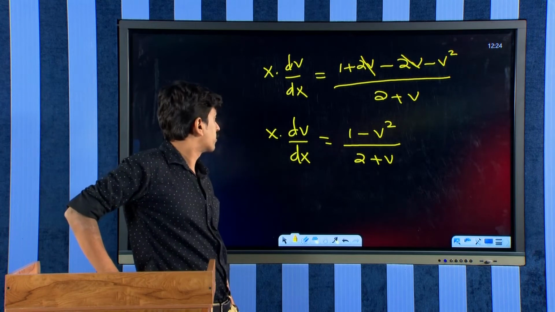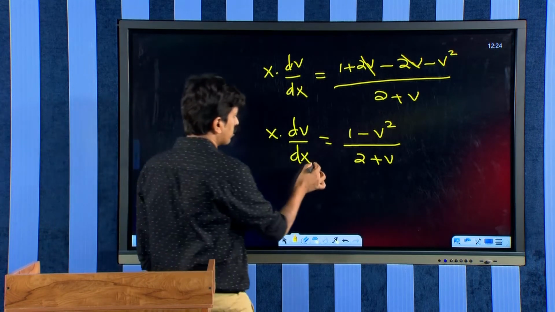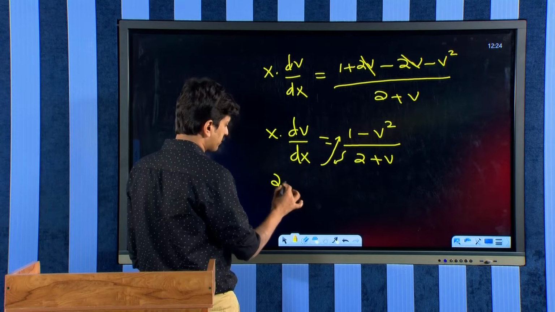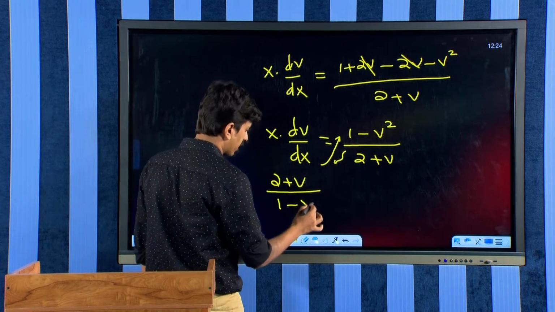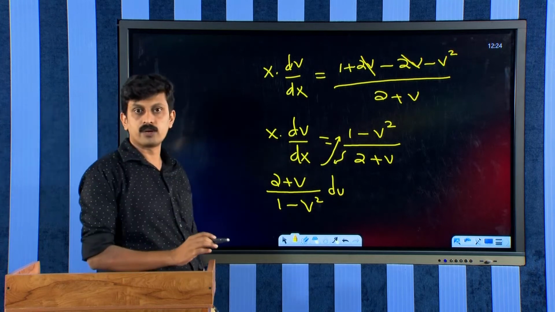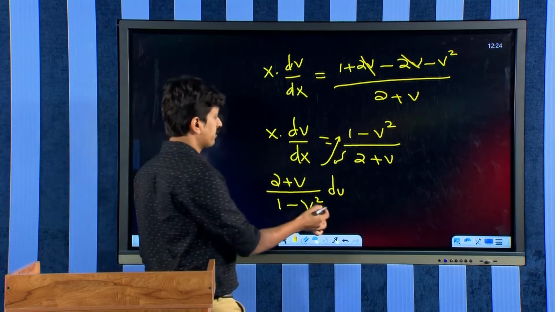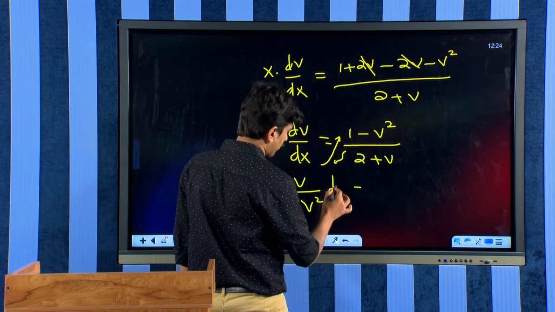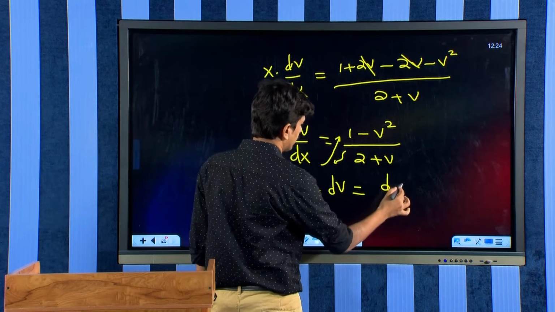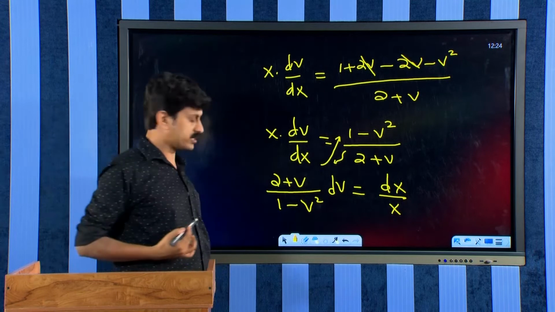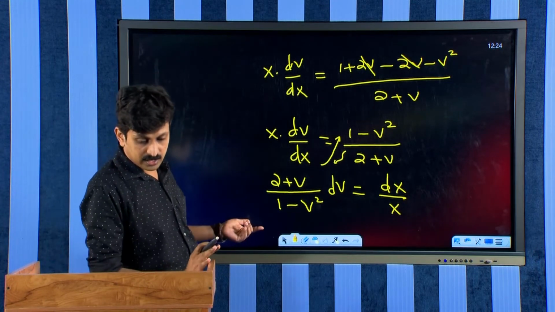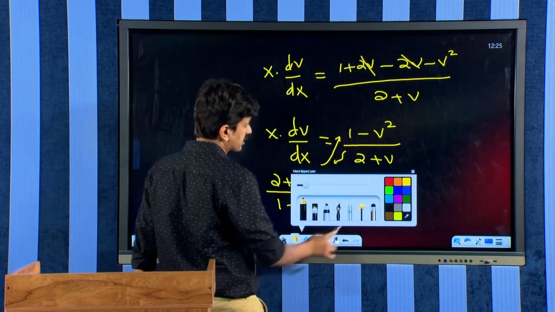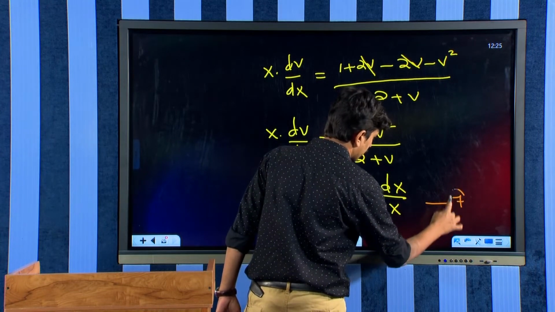Okay. Therefore, we can rewrite this as, we can take all the terms of x to here, all the terms of v to here. So, we will have in LHS 2 plus v divided by 1 minus v square dv, and finally, this is equal to dx by x. So, this is the seventh equation.